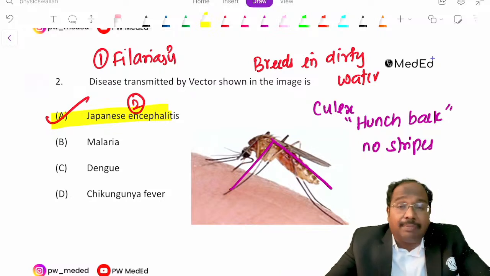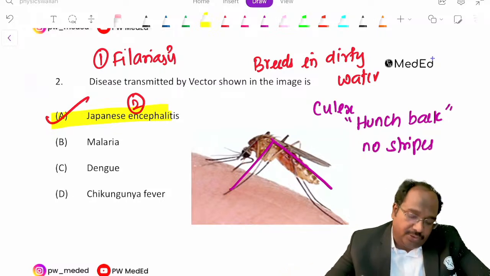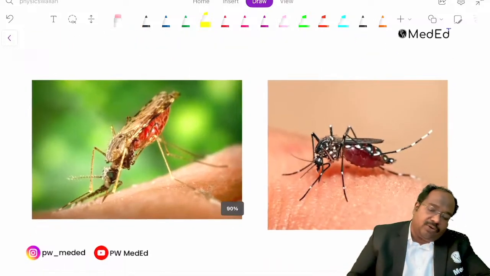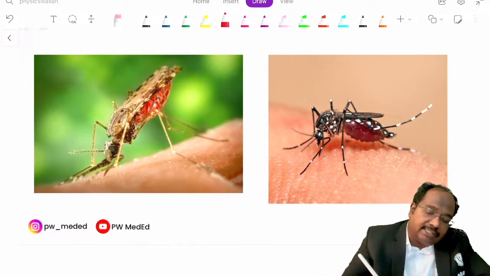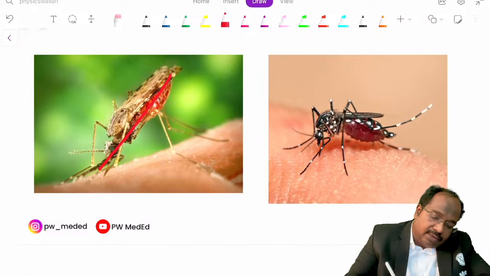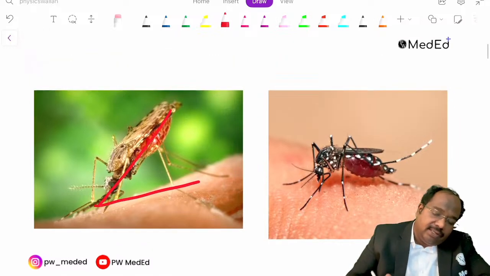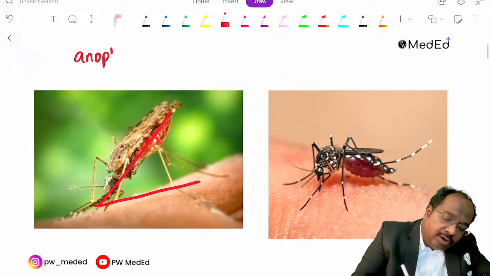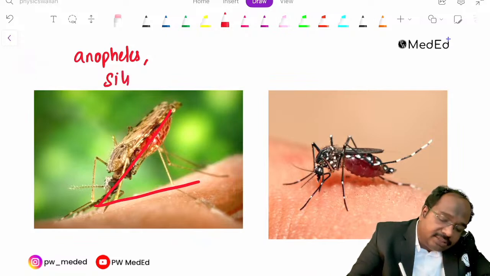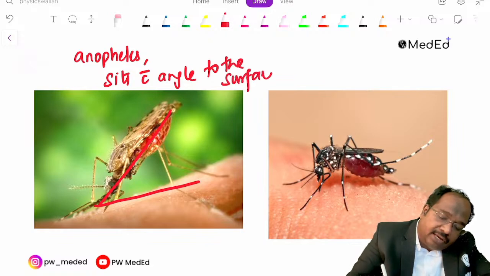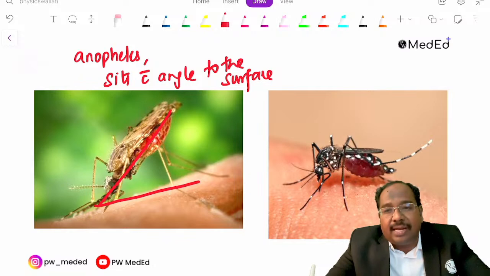I'll show some other image also. So you see this one. What are these 2 mosquitoes? This is Anopheles. The first one is Anopheles. How do I say it? Because it sits with an angle to the surface. No other mosquito will sit with an angle to the surface. Only this one will.